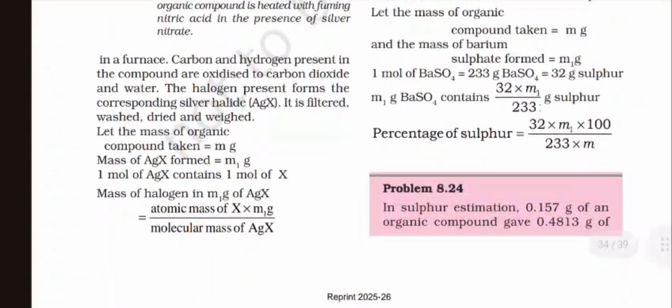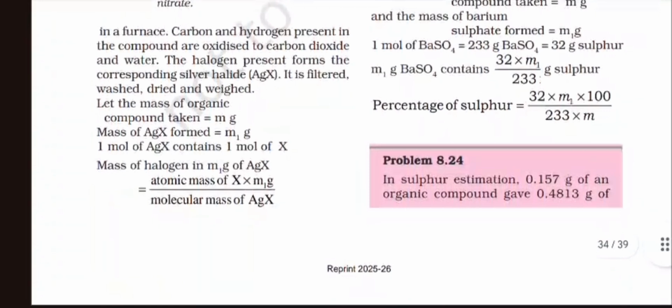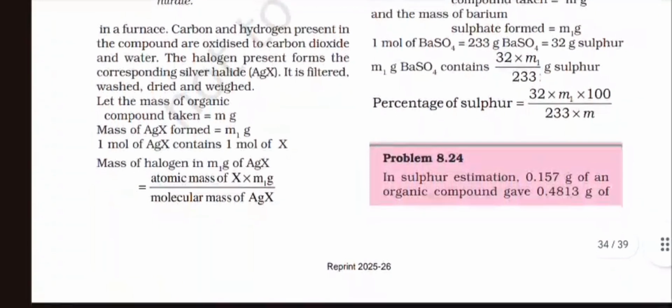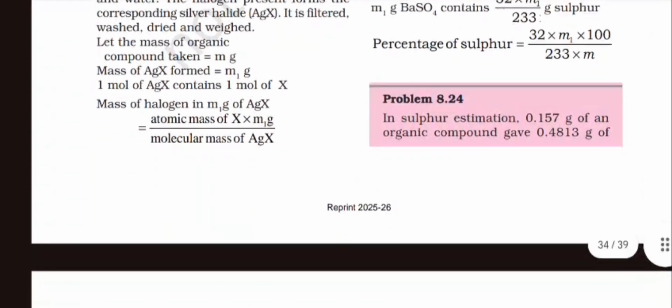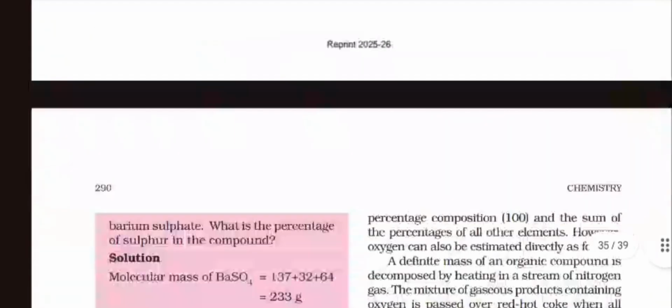Let the mass of organic compound taken be m g and the mass of barium sulfate formed be m1 g. 1 mole of BaSO4 is equal to 233 gram BaSO4, which contains 32 gram sulfur. 1 gram BaSO4 contains 32 by 233 gram sulfur, so m1 gram contains 32 into m1 by 233 gram sulfur. Percentage of sulfur is 32 into m1 into 100 by 233 into m.